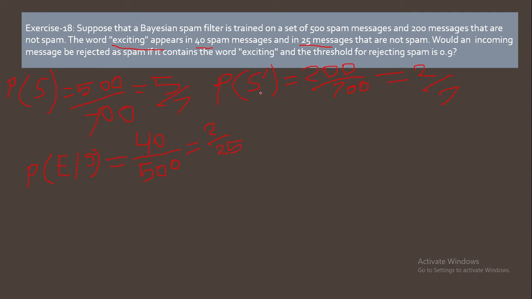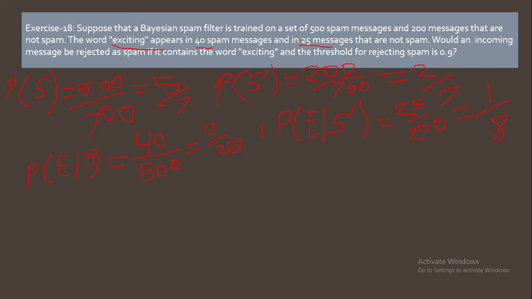And we are also given that in 25 not spam messages the word exciting appears. That means given that the message is not spam, the word exciting appears. So given that S prime, the probability of E is 25 by 200, right? Which is 1 by 8.